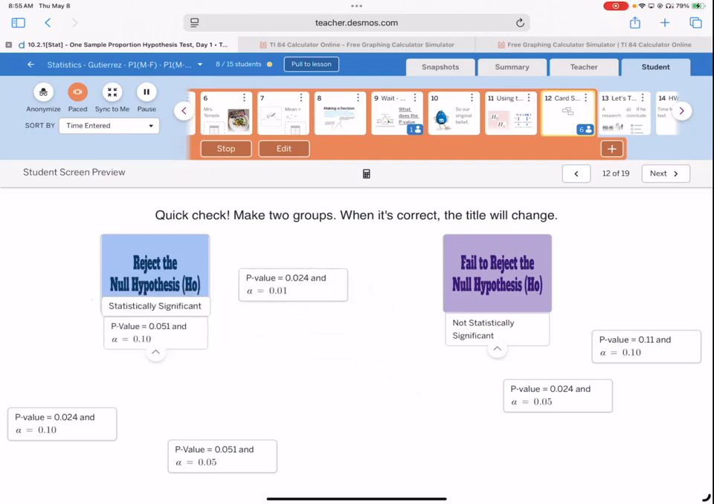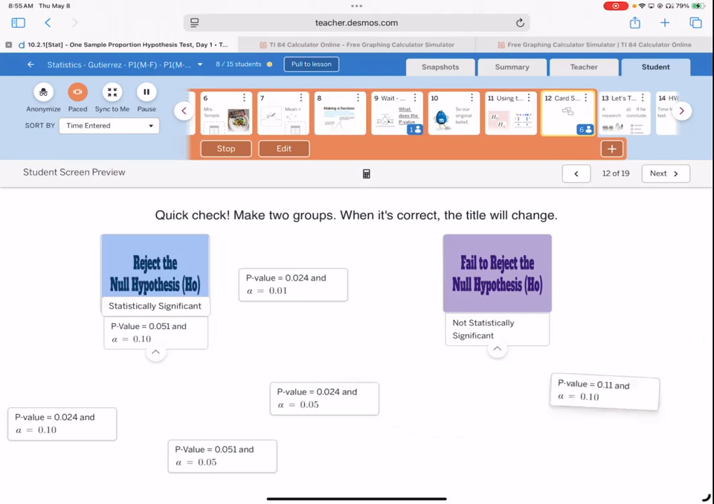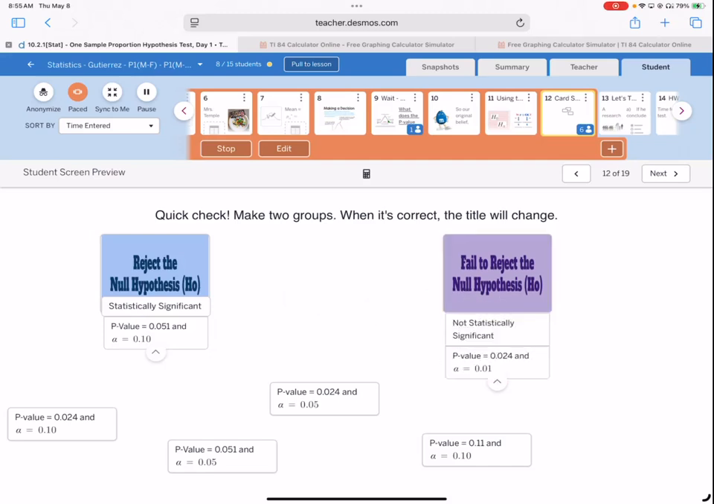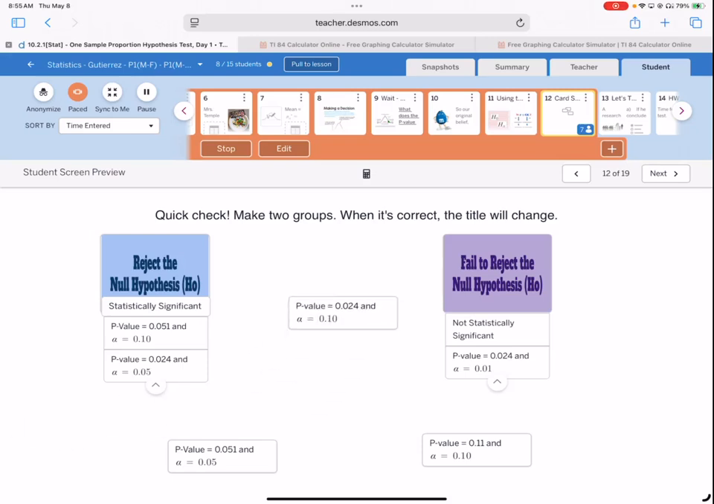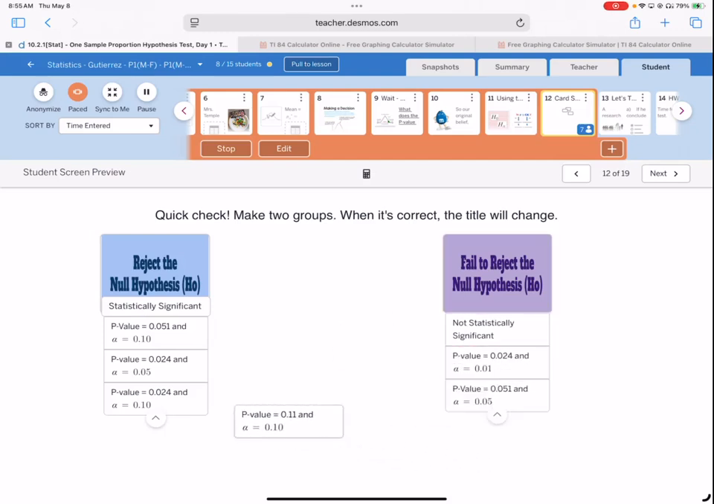Next one. Is 0.024 less than 0.01? No, it is not. So we're going to fail to reject. Is 0.024 less than 0.05? Yes, it is. So we would reject. Is 0.024 less than 0.10? Yes. So we would reject. Is 0.051 less than 0.05? No, so we would fail to reject. Is 0.11 less than 0.10? No, so we would fail to reject.